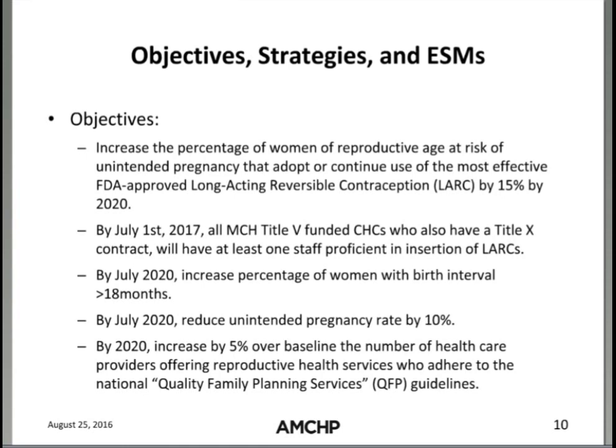These objectives focus in on use of the most effective contraceptive methods, on specific outcomes like birth intervals or unintended pregnancy, or on the implementation of guidelines like the QFP guidelines to address priority needs from the Title V needs assessment. The strategies and evidence-based strategy measures that align with these objectives, which we can certainly go into more detail on at a later time, become even more diverse as states leverage and focus in on specific activities to advance these particular objectives. They focus in on specific populations, specific methods, and specific provider types or contexts.